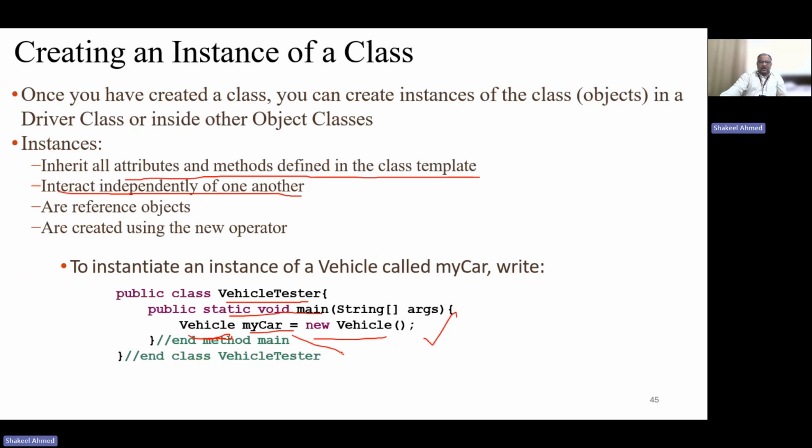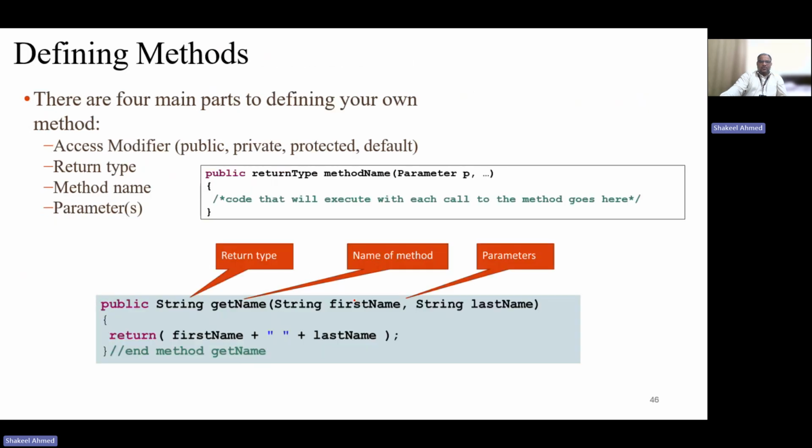So the objects that you create, my car 1, my car 2, you can use, or reference objects, are created using the new operator. So you can see here that we are creating them with the new operator. And this is just a revision that we have taken.